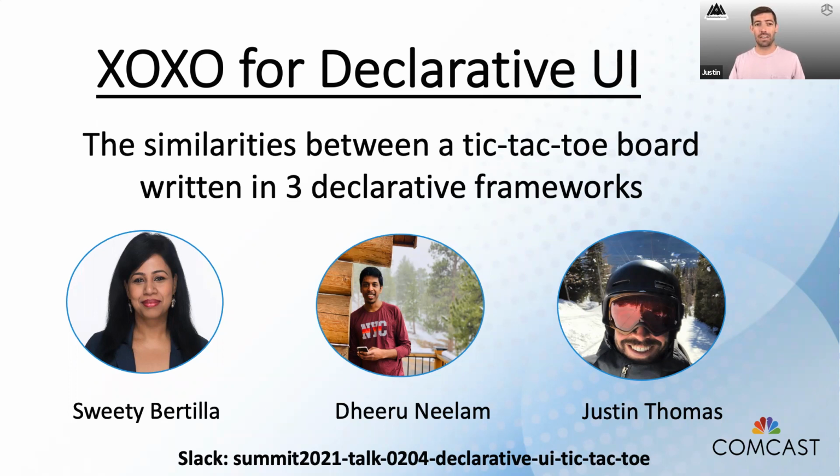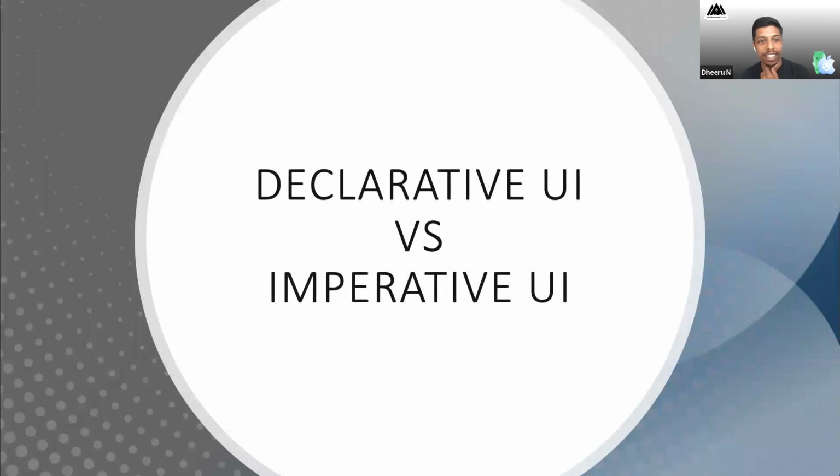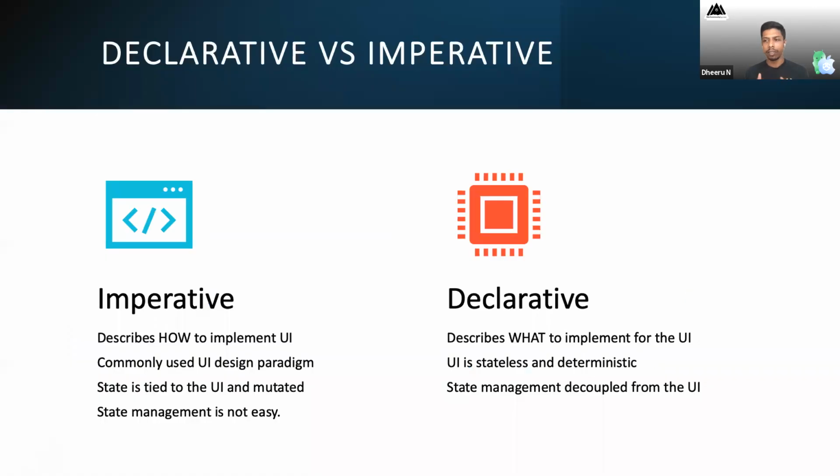And I think at this point, Dheeru is going to take us through a quick introduction of some of the similarities and differences between declarative and imperative UIs. All right. Thank you, Justin. So before we start talking about the project, let's talk a little more about what declarative and imperative UI is, and I'll also give you a simple example so we understand what it is exactly.